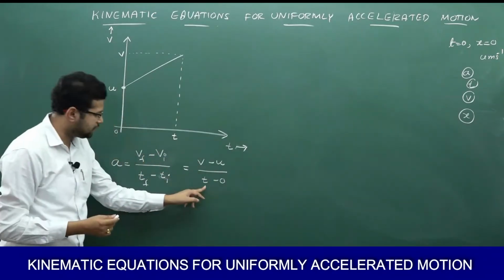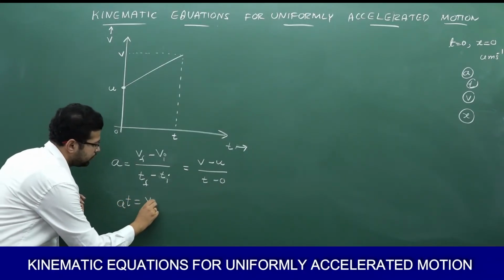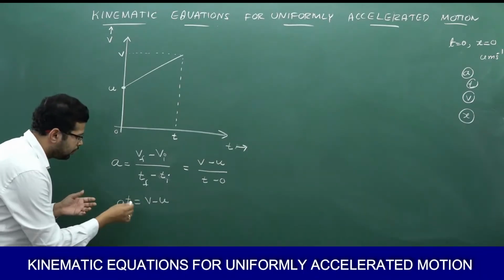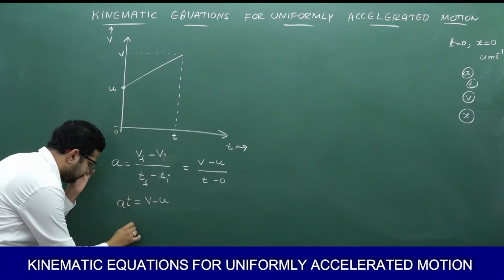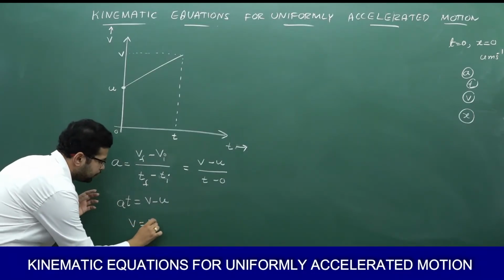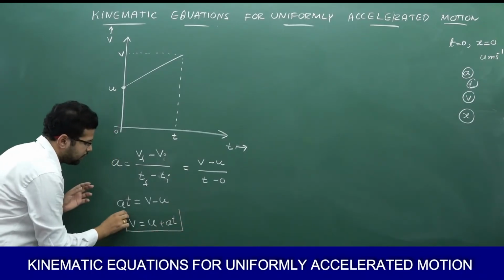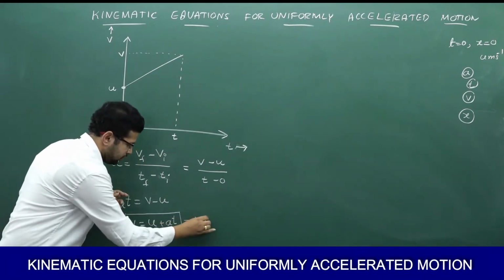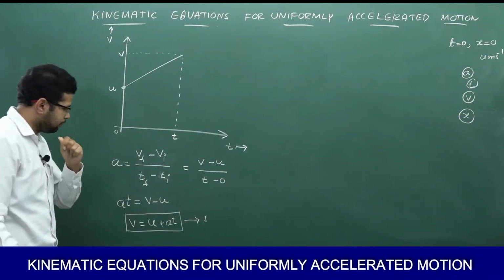Now, what happens? This t will come here, a t is equal to v minus u, or I will throw this u to the LHS. So, what happens? v is equal to u plus a t. This is the first kinematic equation of motion for uniform acceleration. This is equation number 1. v is equal to u plus a t, the simplest of all.